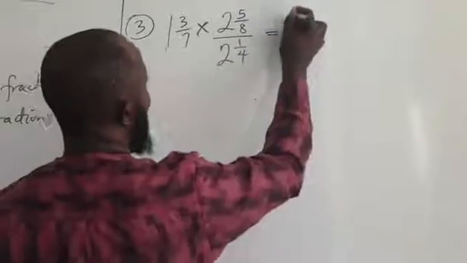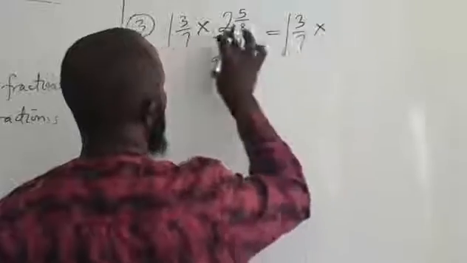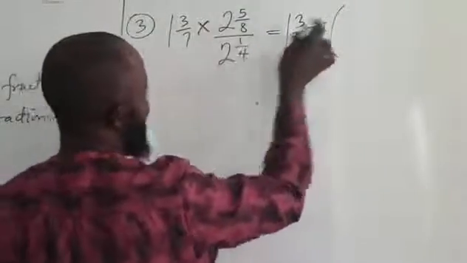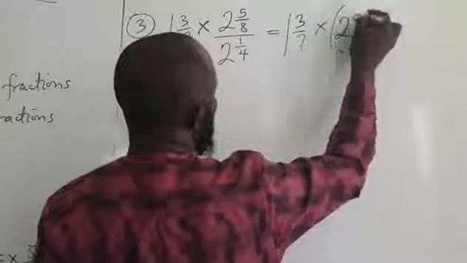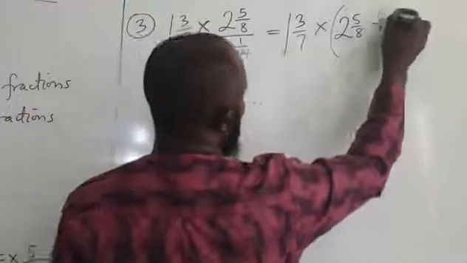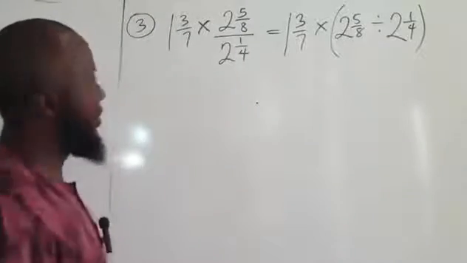So this is 1 whole number 3 over 7. This is multiplication. Then this one, put this 2 whole number 5 over 8 in brackets. This line is a division line, so put normal division, 2 whole number 1 over 4. You can see that we've broken everything down.